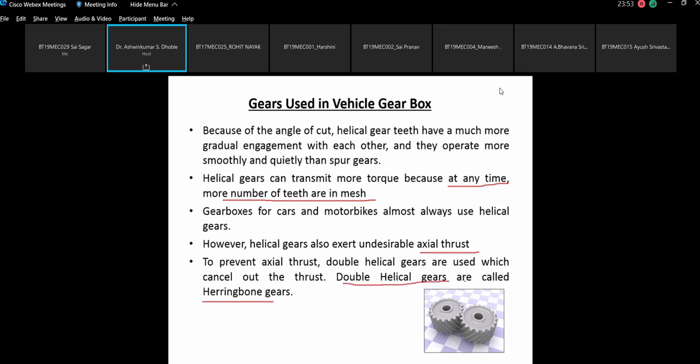That means you have to have the double angle cut on the gear, so that is how you can avoid that axial thrust. But please understand that this axial thrust is the major issue as far as the gearbox helical gears are concerned. Okay, and spur gears are easy to manufacture compared to helical gear. So is there any doubt on this particular slide? Shall we go ahead?